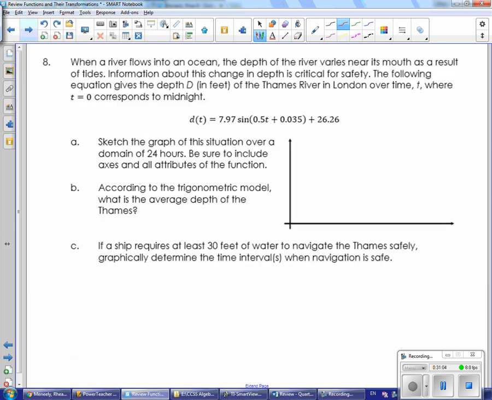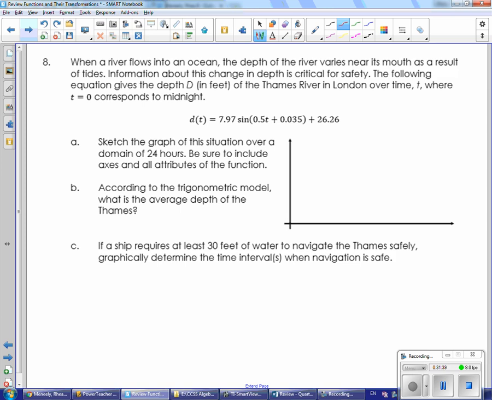All right, and number 8, this is another problem where you're modeling using a periodic function, but this one is actually calculator based, and so you're not actually going to need to construct the graph on your paper, but I think it helps to sketch it so you understand what the question is asking. So in number 8, it says when a river flows into an ocean, the depth of the river varies near the mouth as a result of tides. Information about this change in depth is critical for safety, and the following equation gives the depth in feet of the Thames River in London over time, where t equals 0 corresponds to midnight.